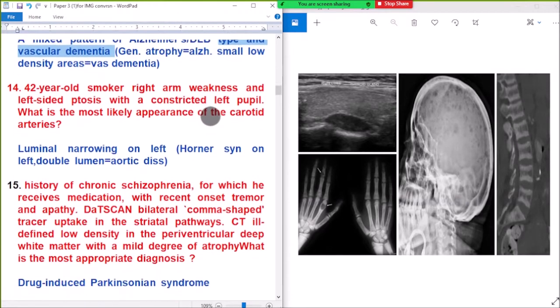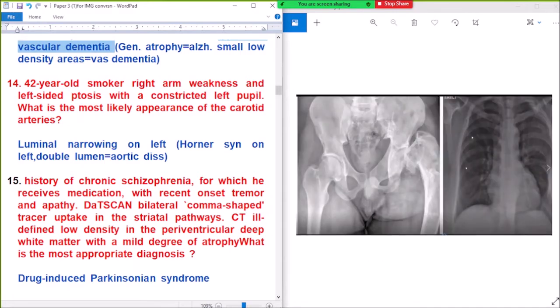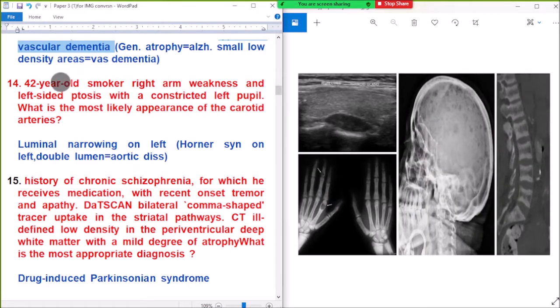Correct. Next, question number 14. A 42-year-old smoker has right arm weakness and left side proptosis with a contracted left pupil. What is the most likely appearance of the carotid arteries? Luminal narrowing on the left. Now, because Horner syndrome is on the left, it says the 42-year-old smoker had right arm weakness and left side proptosis with a contracted pupil, so he has Horner syndrome on the left side, so it's most likely due to the narrowing of the left carotid artery.